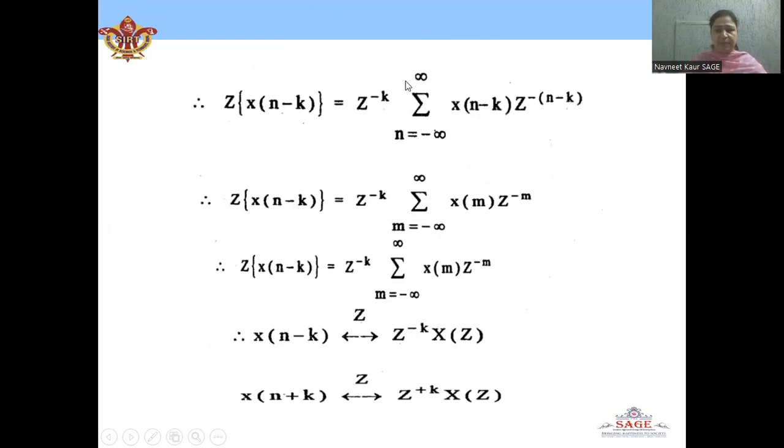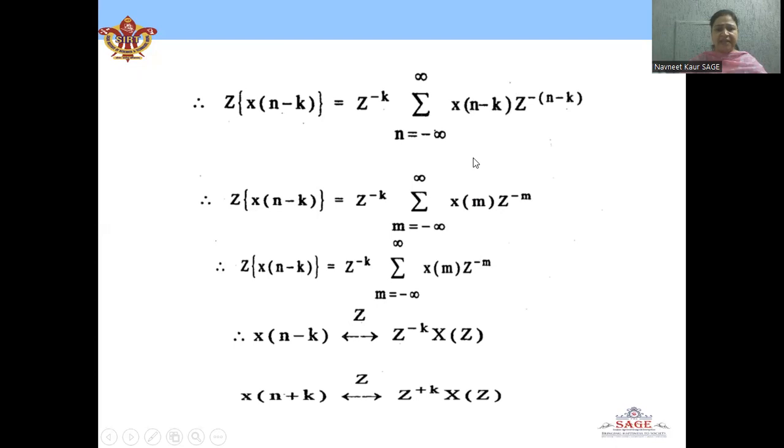So z raised to power minus k is out of the summation sign, in summation n is equal to minus infinity to infinity x n minus k z raised to power minus n minus k. Now I'll put n minus k as m. So here I'll put m in place of n minus k. Now since I have changed the variable, the limits will automatically change according to the substitution.